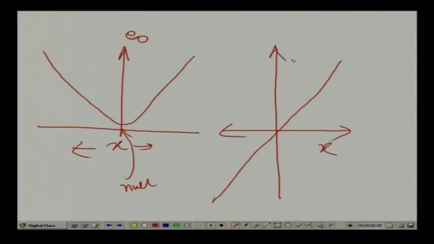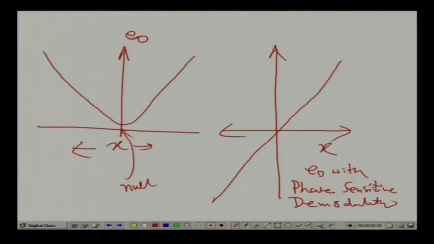If I use a phase sensitive demodulation circuit, a circuit with output voltage E naught with a phase sensitive demodulator, the output will look like this one, clear. So, by looking at the voltages or the polarity of the voltages, I can tell which side of the null the voltage lies. All these things are incorporated in AD598. It is great, so many external components will be saved by using a single chip.